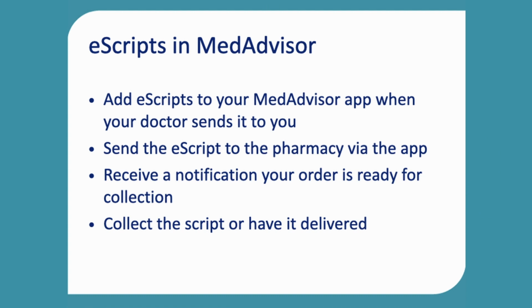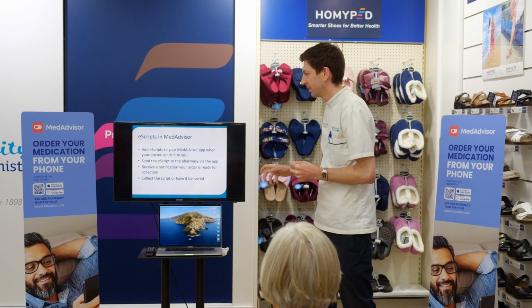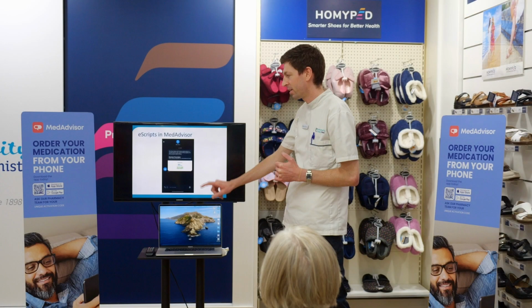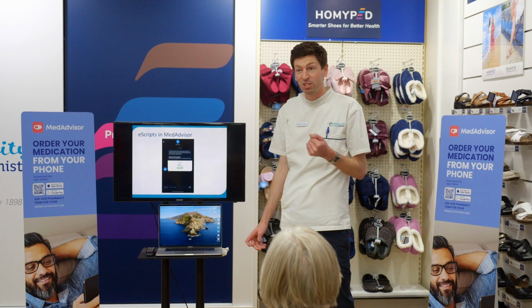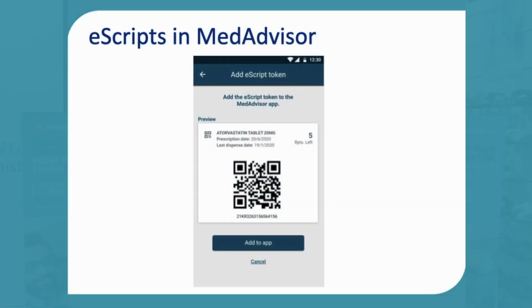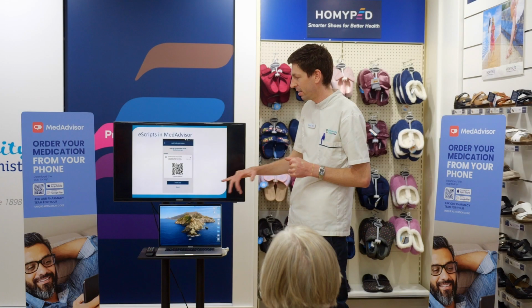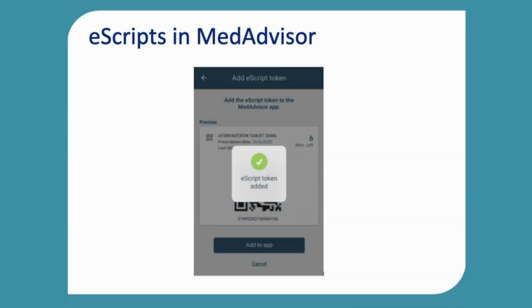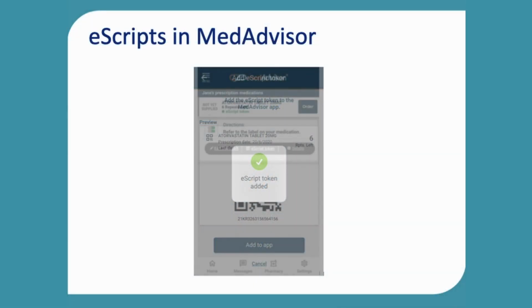So I'll just run through what it looks like to add an e-prescription to the MedAdvisor app, which is a really simple flow as well. So your doctor sends you an e-script. It comes through as a text message, which is a link that you tap on. If you've got the MedAdvisor app installed on your phone, when you tap on the link, it'll actually open up the MedAdvisor app and it'll give you the details of the prescription as well. And then you just click this Add to App button and it's loaded in with all of your other prescriptions. It's as easy as that.